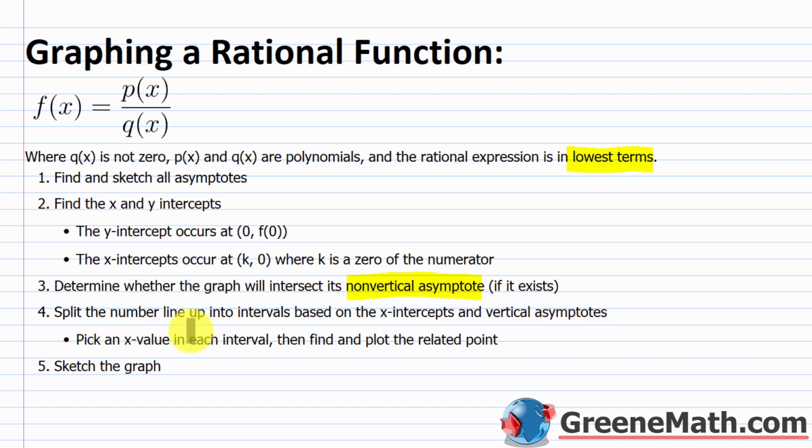We're going to pick an x value in each interval, then find and plot the related point. This right here where it says pick an x value, you might need to pick several. It's just depending on what you're trying to graph. Some graphs are more complex and they take more points. But for a basic rational function, something that's easy, you can just use one x value in each interval, and that would be okay. Then for 5, the last thing, we're going to just sketch the graph.